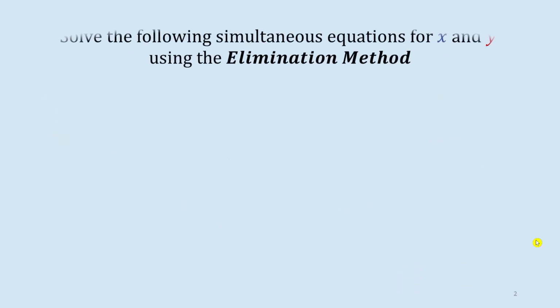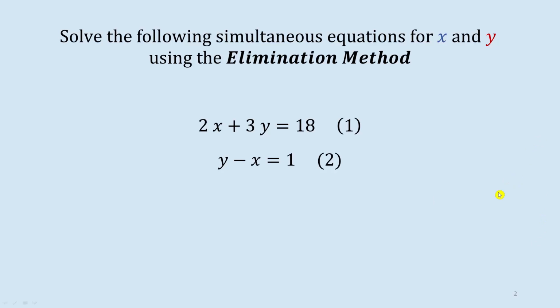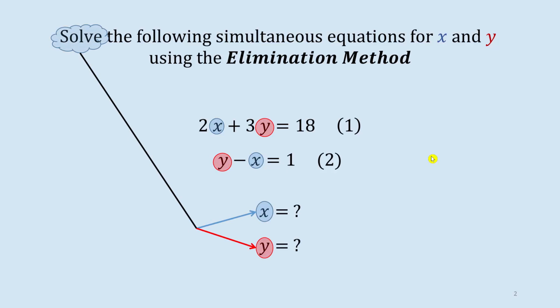Alright, so our question: solve the following simultaneous equations for x and y using the elimination method. For equation 1, we have 2x plus 3y equals 18. And for equation 2, we have y minus x equals 1. So we want to know, what is x, and what is y? We want to solve for x and y.